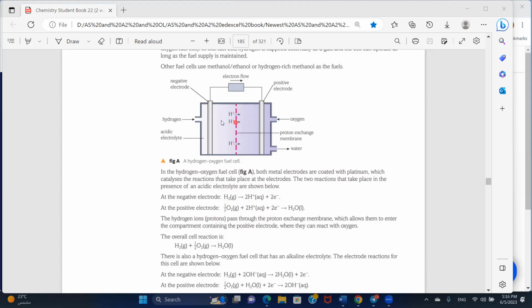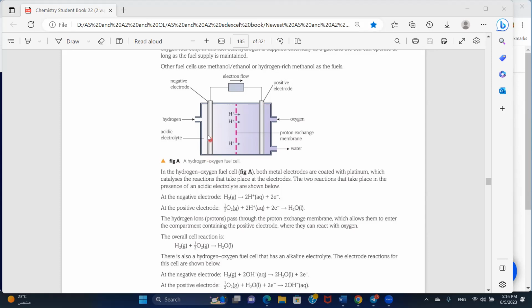And in that case, instead of using platinum, which, as we know, is an expensive metal, we can use other metals as well. We can use iron, we can use cobalt, we can use other metals as electrodes instead of using the platinum.